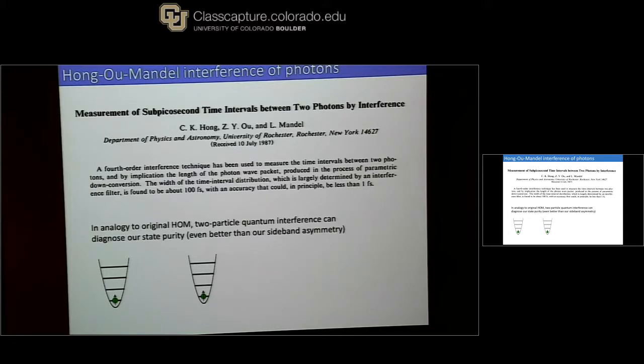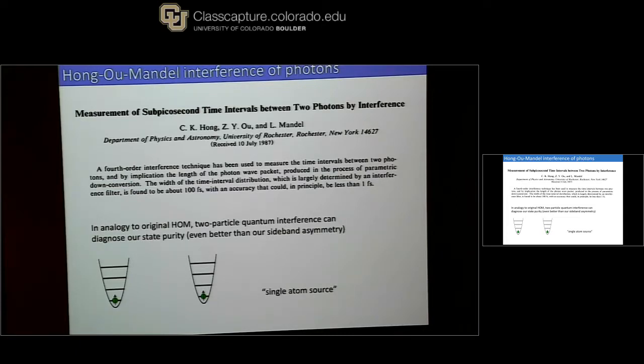In our experiment, there's an analogy to this, in the sense that this HOM effect is a good way for us to diagnose our state purity, to diagnose how cold we've actually made our atoms. Even compared to the sideband spectroscopy, it's a very good metric to determine whether both of the atoms are in the ground state of this potential. In that way, it's determining whether we have what I call a single atom source, instead of a single photon source.